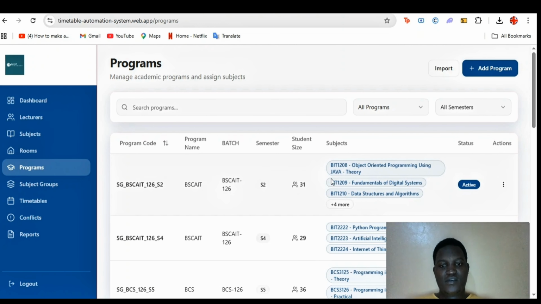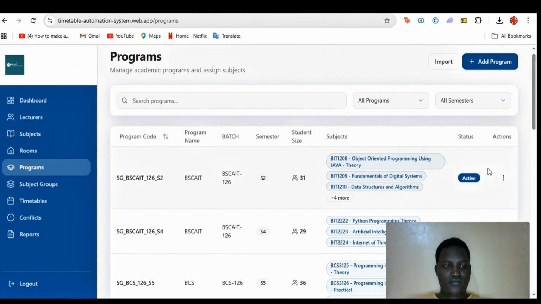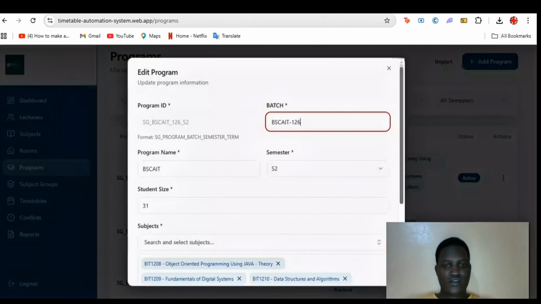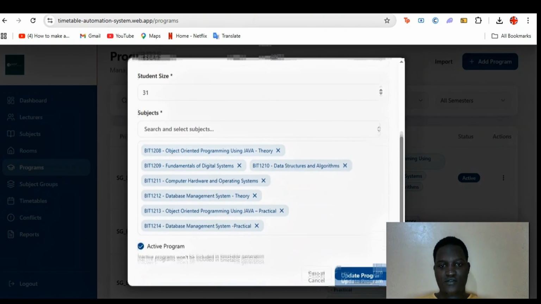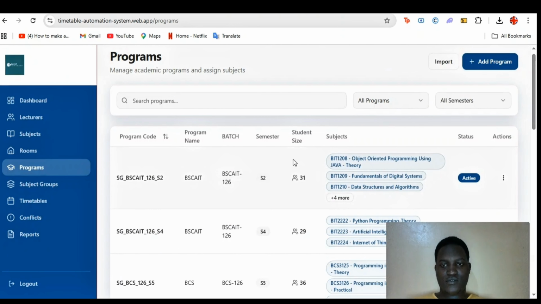So maybe when we move to semester three, or in other terms, semester three would be year two, semester one, the number of students drops to like 30. You'd have to essentially come and edit. Just click on edit and edit the number of students so that the system could intelligently know how to assign that specific group.